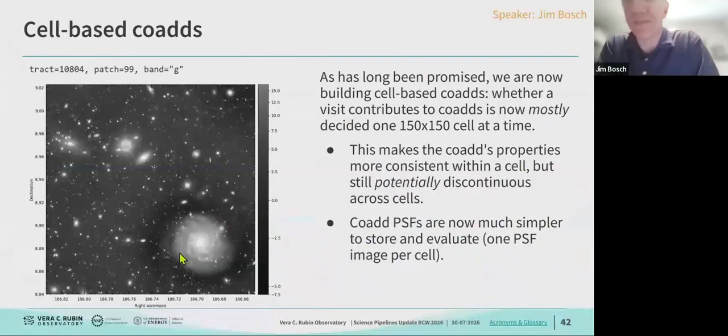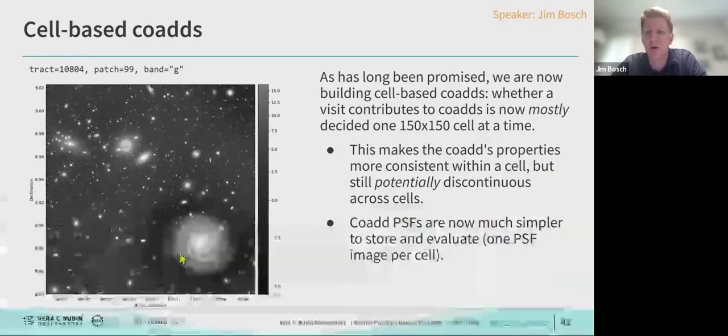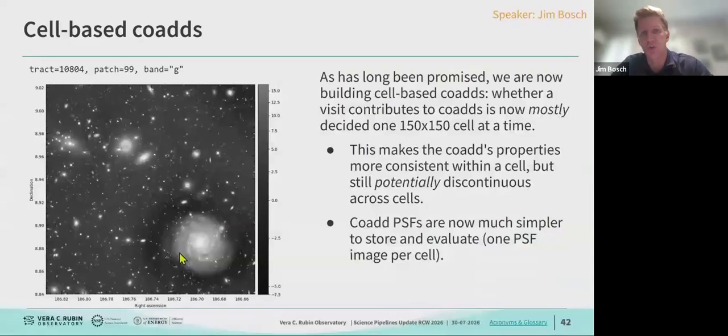So we've been promising cell-based coadds for a long time, and with DP2, we're finally delivering them. What I mean by cell-based coadds is that whether a particular visit contributes to a coadd is decided mostly one cell at a time. The cell is 150 by 150 pixels. So either that cell goes into the coadd or none of it does.